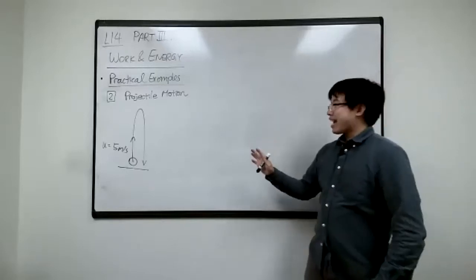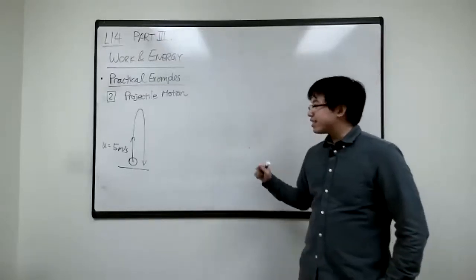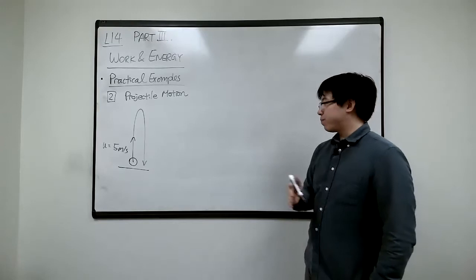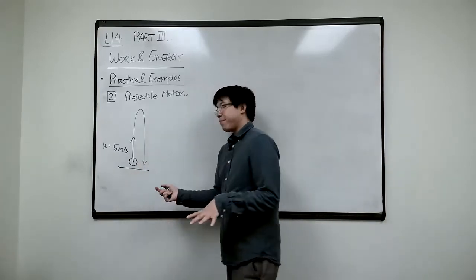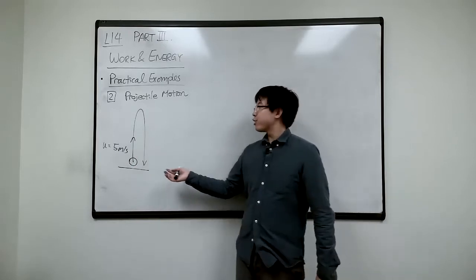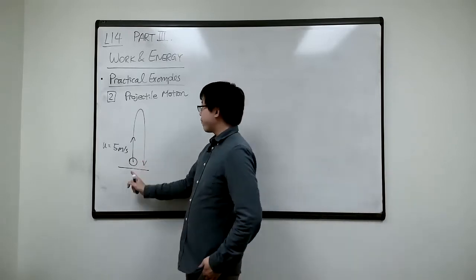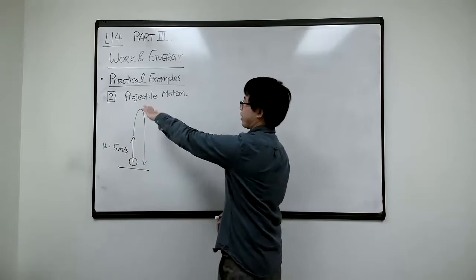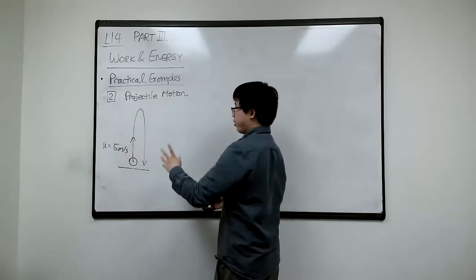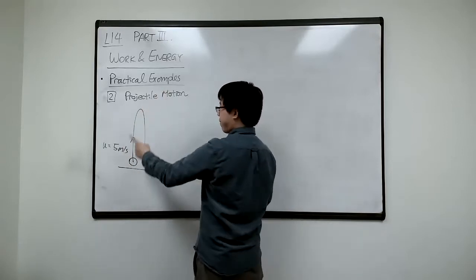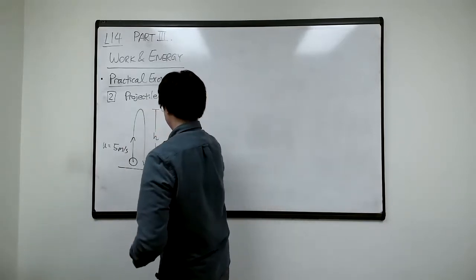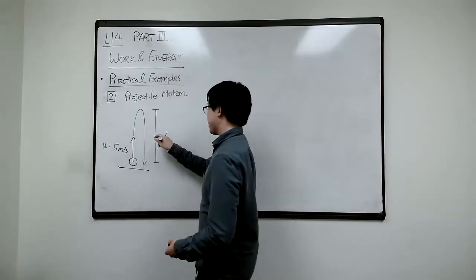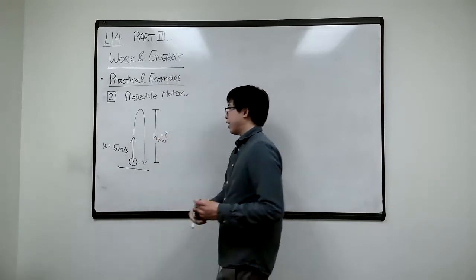So now let's look at another example and see if using the energy approach would be beneficial compared to the force approach. So this is another typical question we've talked about, right? If you shoot something straight up, this is just vertical projectile motion, with 5 meters per second, what is the maximum height that you can obtain?